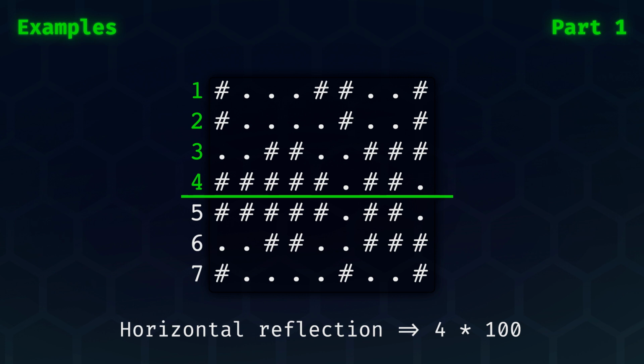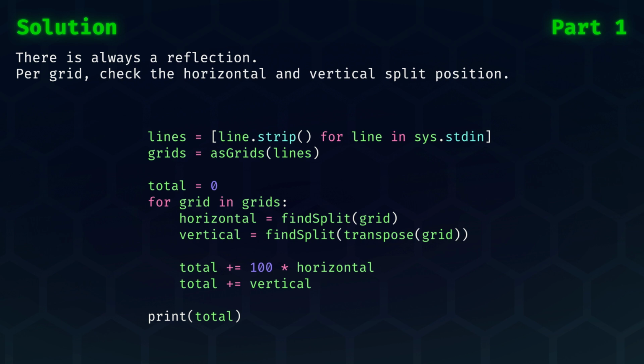Let's start. The problem guarantees that there is always a reflection. So per grid, we have to check the possible horizontal and vertical split positions. The first two lines of our solution outline are simple, getting the data from the text file. Then we will loop over every grid, and we first find the horizontal split. After this, we find the potential vertical split by transposing the grid and running the same algorithm again. Then finally, we add the appropriate numbers to our total.